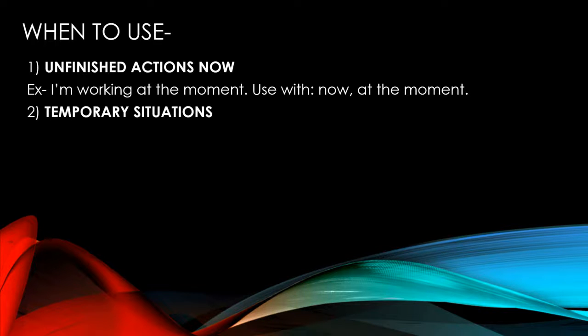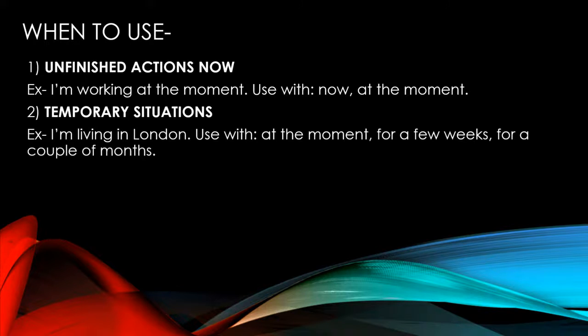Next, we have temporary situations. That means we can also use this tense for other kinds of temporary situations, even if the action isn't happening at this moment. Let's see an example: I am living in London. That means at the moment you are living in London. Maybe it's a temporary situation for some time. Another example can be: she's staying with her friend for a week. That means we use it for the moment, or for a week, or a couple of months, which is not permanent, just a temporary situation.